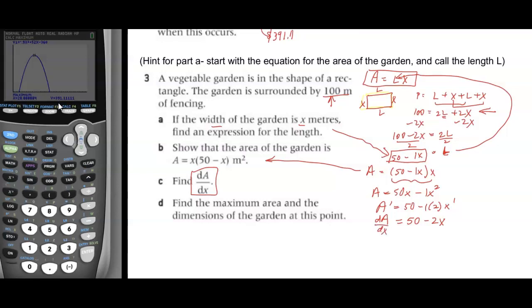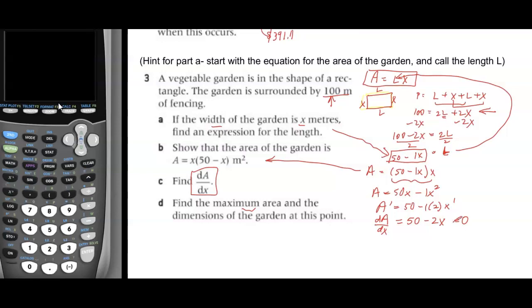Find the maximum area and the dimensions of the garden at this point. Okay, so remember, in a different class, we would say the maximum occurs when the derivative is 0. We could set the derivative equal to 0, and then solve for x. You could already see maybe that it's 25, but we're not going to do that. We are going to go back to the original function. It could be this, or it could be this. We're going to put it in the calculator. Let's do this one, because this is the one they give us.